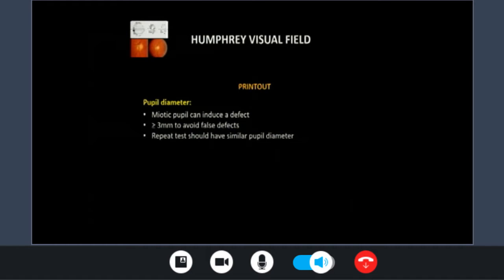So this by itself can induce a defect, and you will think that your patient, especially if he's having advanced glaucoma, is actually progressing, although his IOP is normal. So please pay attention to the pupil diameter.